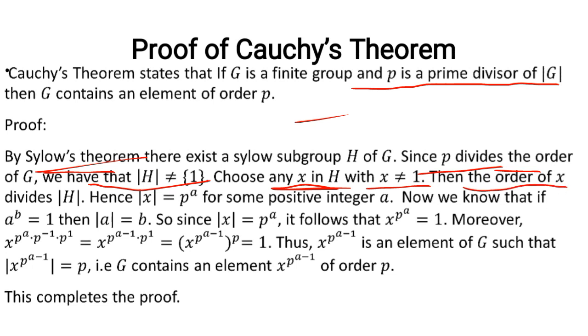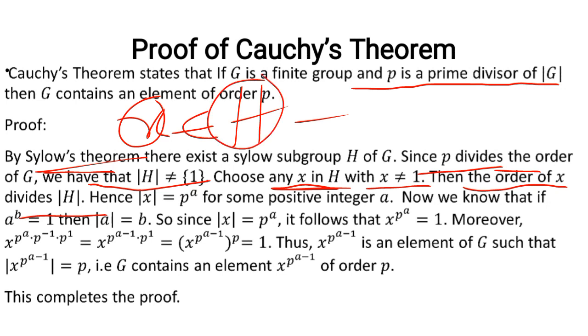Then the order of X definitely divides the order of H, right? That is true, because like I said, X is an element in H, so its order definitely must divide the order of H. Okay, now that we know that the order divides the order of H, and we know that the order of H is some prime P, right?